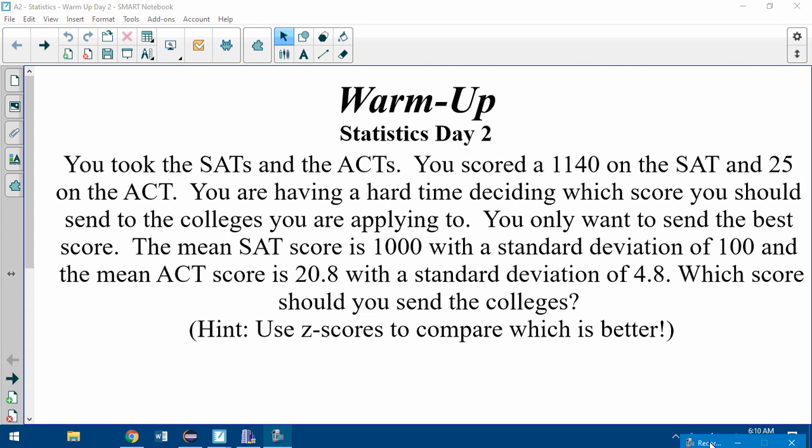So here's a good example of when z-scores are helpful. You've got two different measures, two different metrics that measure the same thing, your success in college. And you want to know which of the two is technically a better score. So if you normalize both with the z-scores, you can compare them that way. So find the two z-scores and tell me which one you should send to your college.